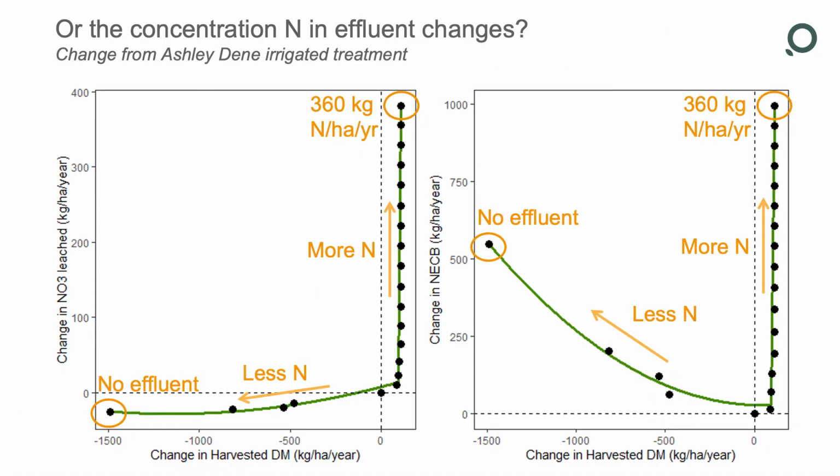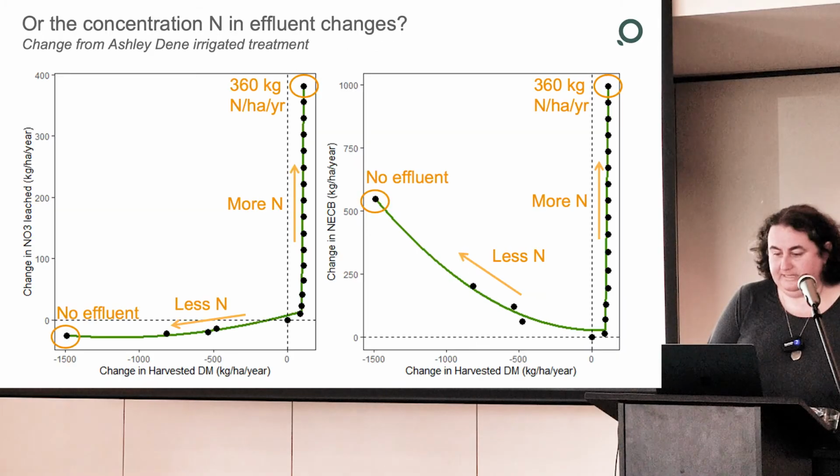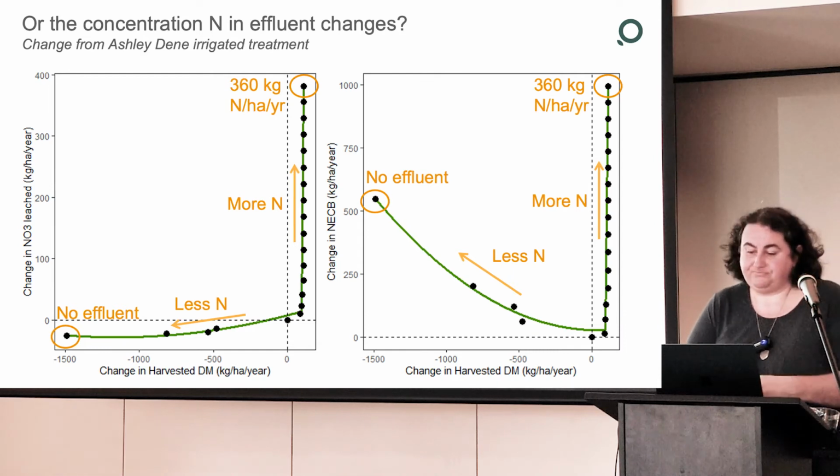So in terms of the concentration of nitrogen in the effluent, we see here that, again, the Ashley Dean is that point where those two broken lines intersect. Less nitrogen goes down towards no effluent, and then more nitrogen, and there was an awful lot, but that just shows the range that might be delivered. Again, in the net ecosystem carbon balance, less nitrogen to no effluent, and more nitrogen up to quite a lot being applied.